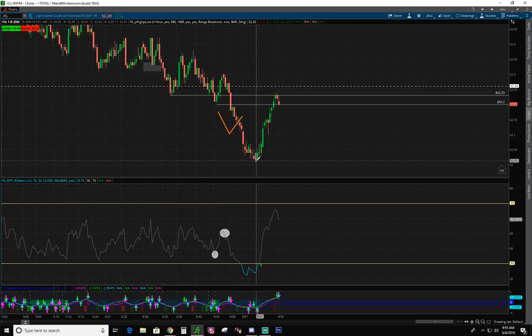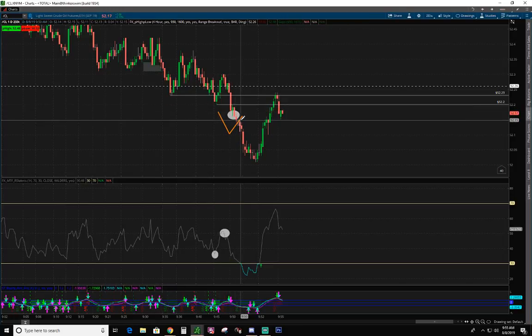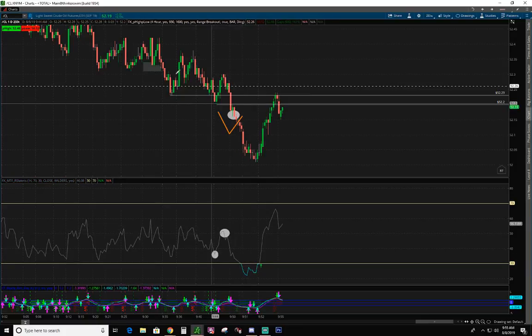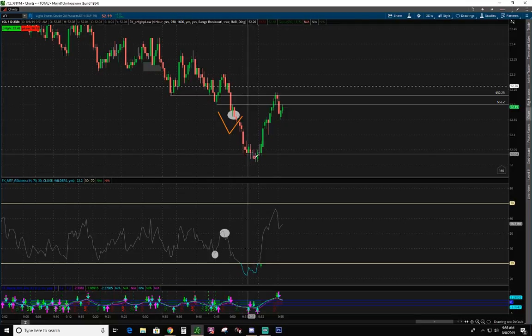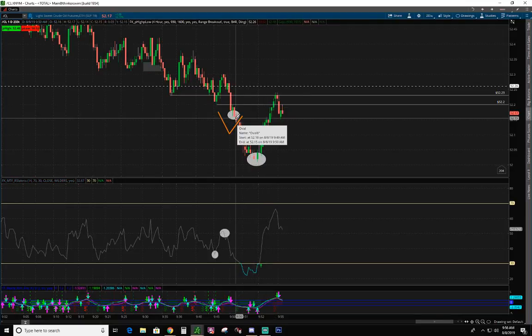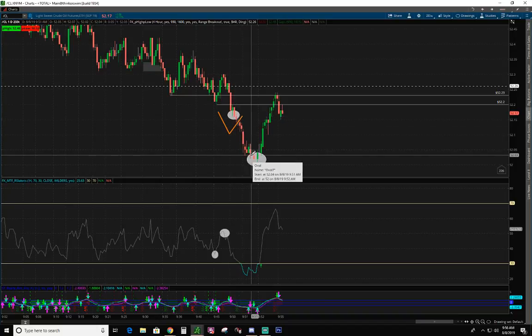Same thing here. Would you want to two-step this in here, or would you want to wait for a pullback? What if you missed this one? You two-stepped in here, worked out great, right? Worked out fabulous. 15 points or so, 15 cents. Nothing wrong with that.